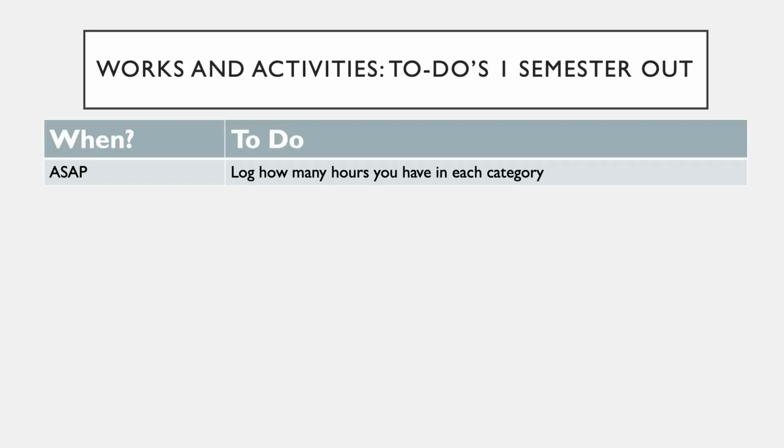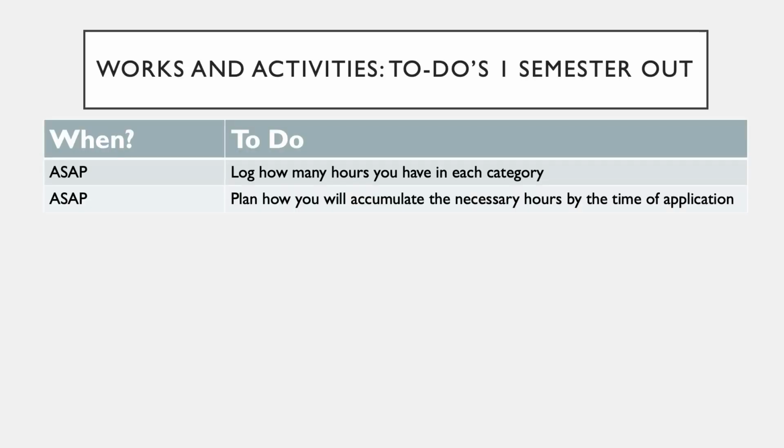Once you've logged an approximation of how many hours you've had in each of the high yield categories, we next need to determine whether or not we're short in any of these categories and plan how we're going to get those hours up to par by the time of application. Well, wait, how do I know if I'm short on hours? How many hours are enough?